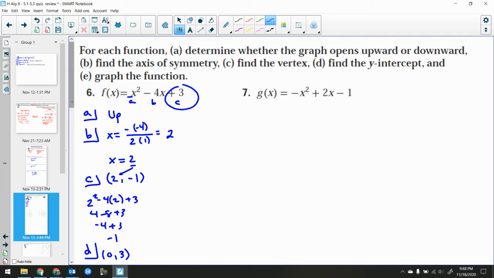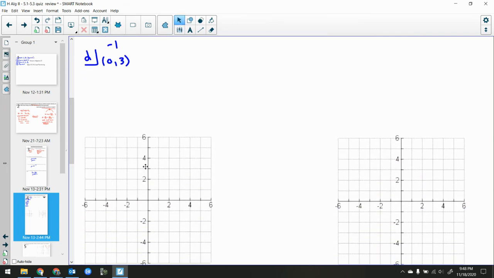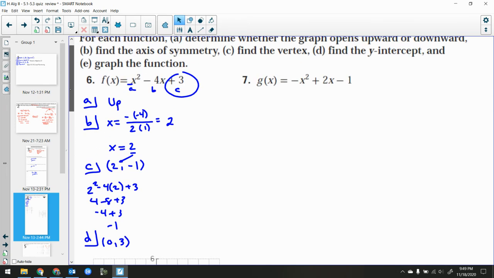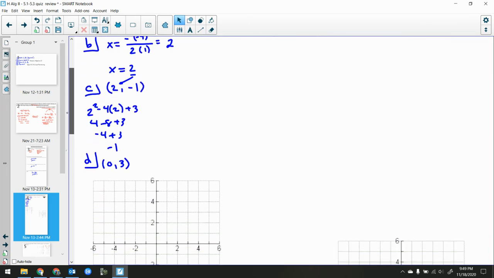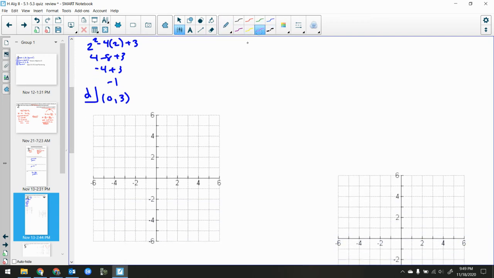And now I go ahead and graph. Pull this up just a hair. Okay, first things first is I want to draw my axis of symmetry at x equals 2. So I'm going to draw a dotted line here at x equals 2. Okay, that was pretty good for my tablet. Usually I'm not very good at drawing on my tablet.